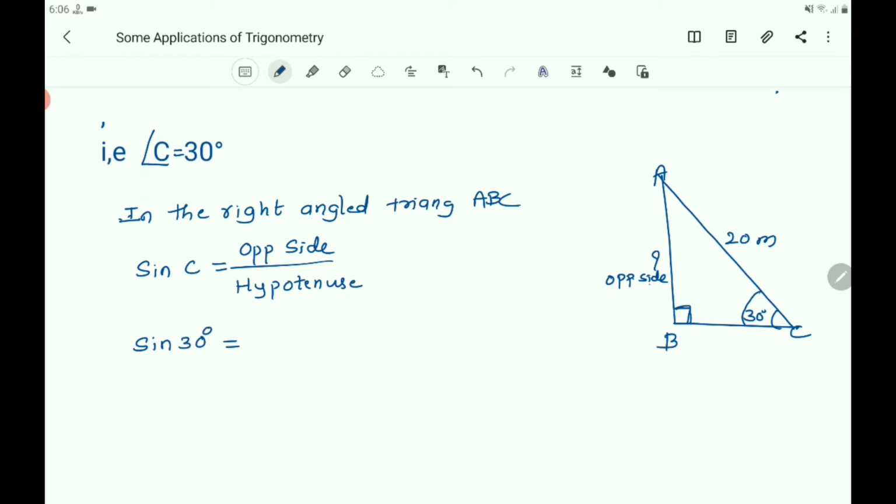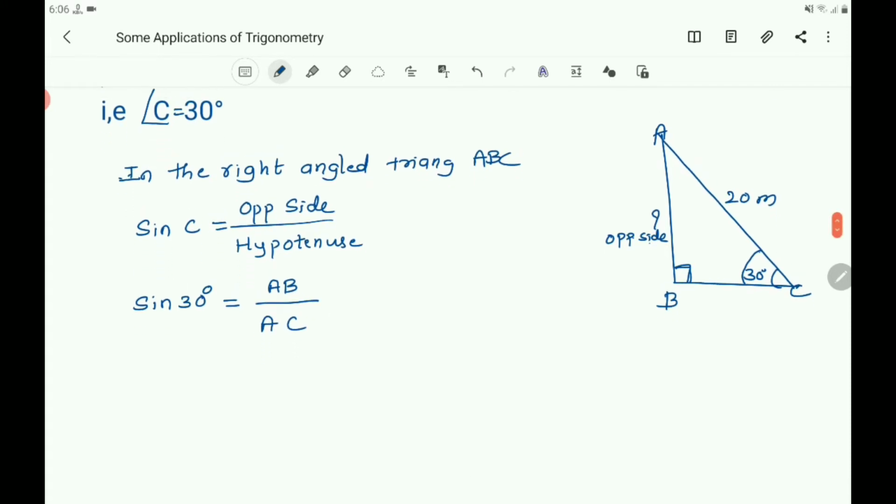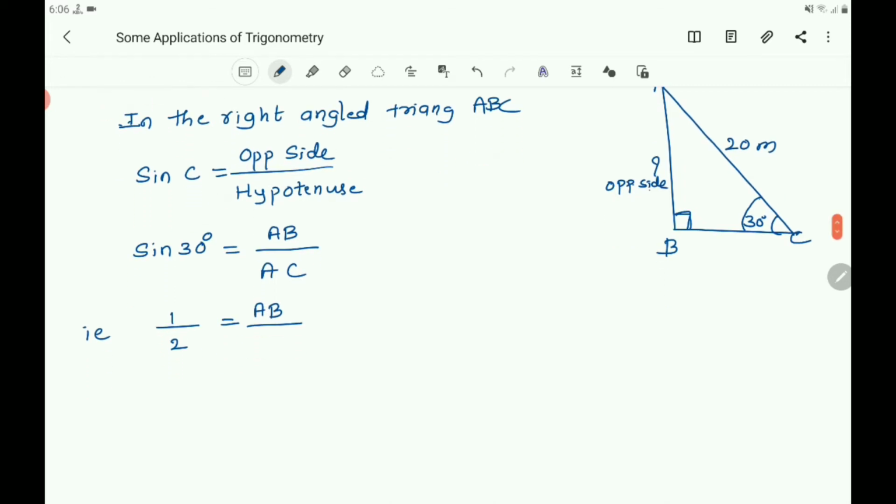Sin 30 degree equals opposite side AB by hypotenuse AC. You know the value of sin 30. What is the value of sin 30? Sin 30 is 1 by 2. So sin 30, that is 1 by 2, equals AB, which is to be found out, by AC. The AC value is given, that is 20.